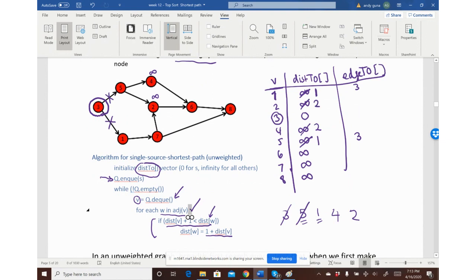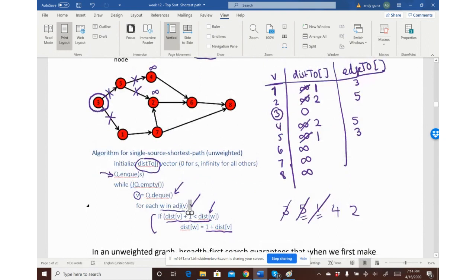What is the edge to for 2 and 4? It's going to be 5, because we updated these based on the edge from 5. So we process these links, those edges are processed. We get the next thing from the queue, which is 1. It's not a priority queue, it's just a queue. From 1, I find an adjacency node 7.